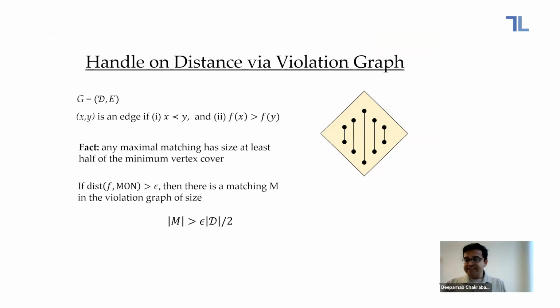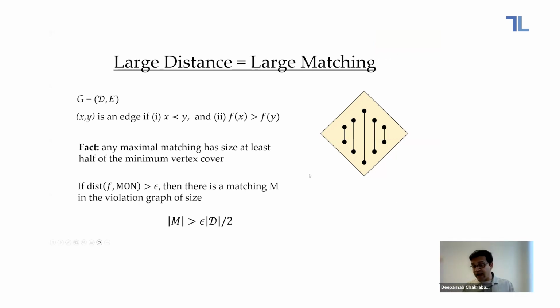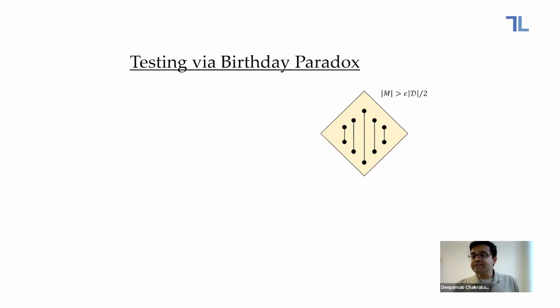What is a matching? A matching is a collection of disjoint comparable pairs, as drawn here, where each of them is a violation to monotonicity. So these are various certificates. If you catch any one of these in your queries, then you know that the function is not monotone. And what this fact is saying is that if the distance is large, then such a big collection of disjoint pairs of violations exists. So if epsilon is 10%, there is a matching of size 5% times the size of the domain. And this alone implies a very simple tester.